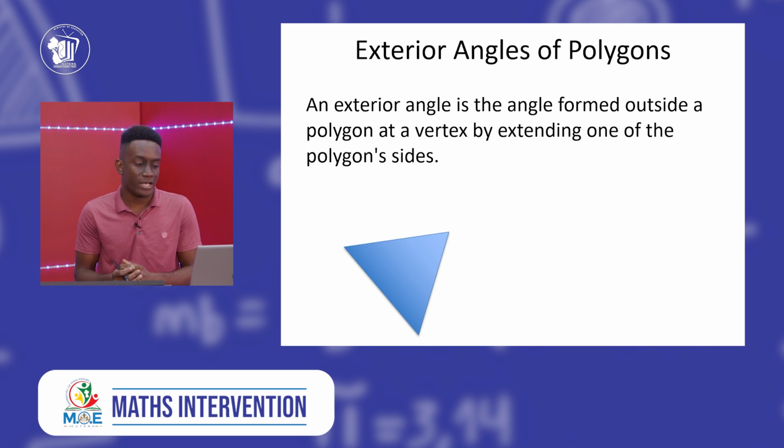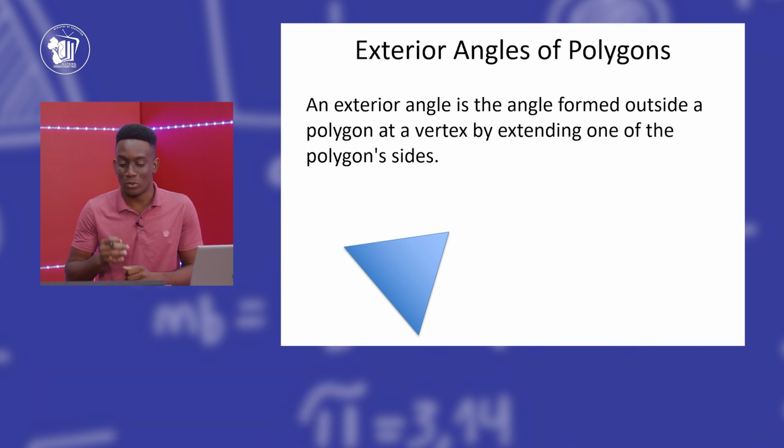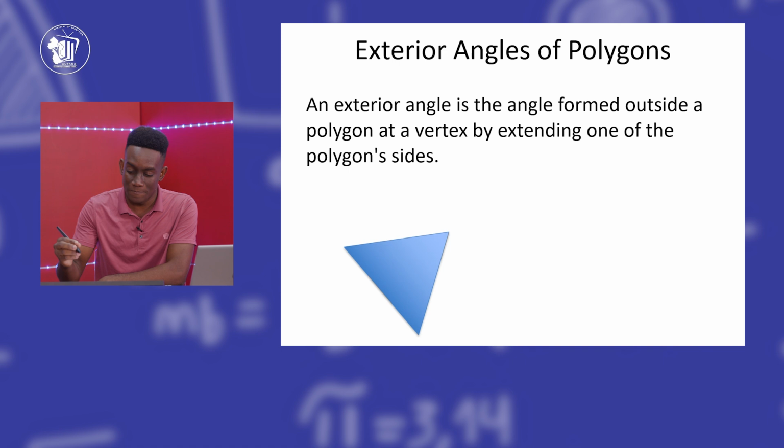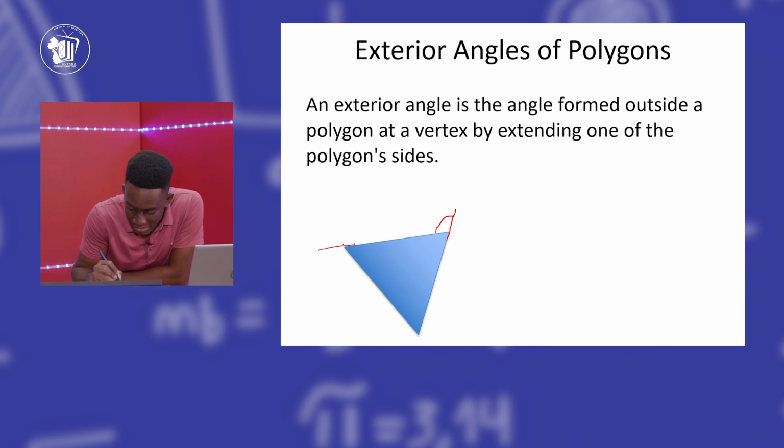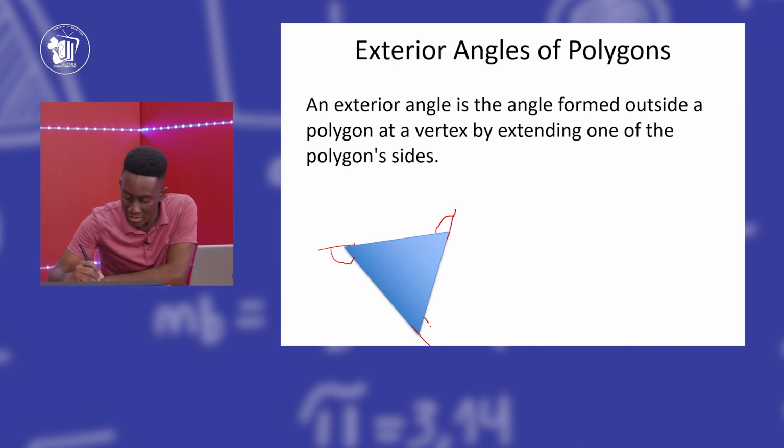So this one says, an exterior angle is the angle formed outside a polygon at the vertex by extending one of the polygon's sides. So in this triangle here, we have 3 external angles. The external angle is not this angle here, but is the angle formed by extending the side of the polygon. So here we extend here and this will be the external angle. We can extend this side here and here would be the external angle, and the same thing here. We can extend here and here would be the external angle. It doesn't matter which side you go, you can even extend here, and here would be the external angle.